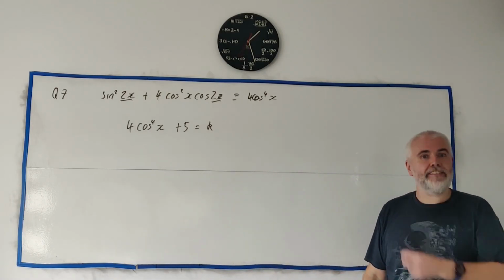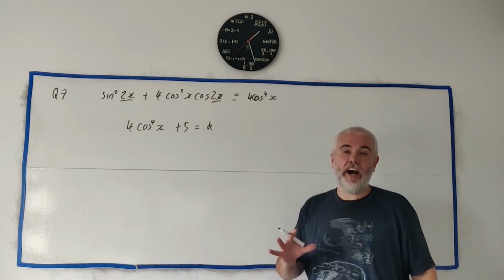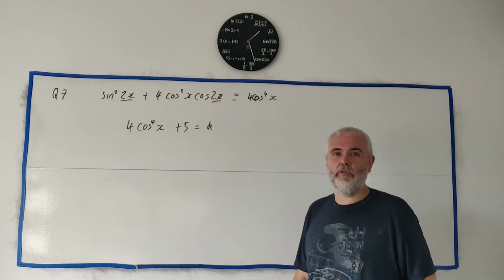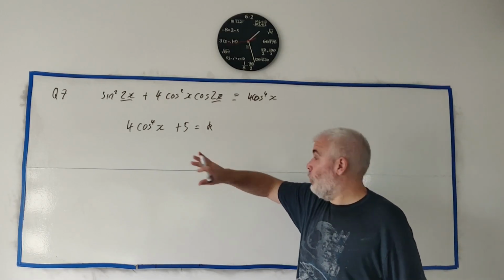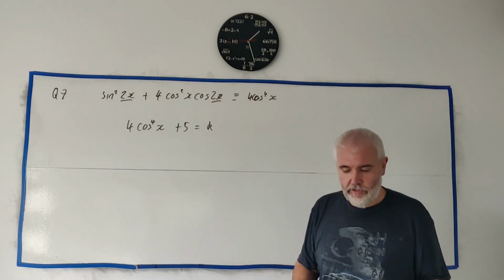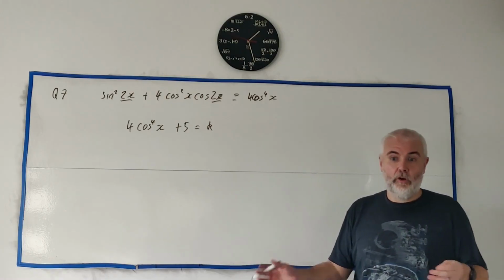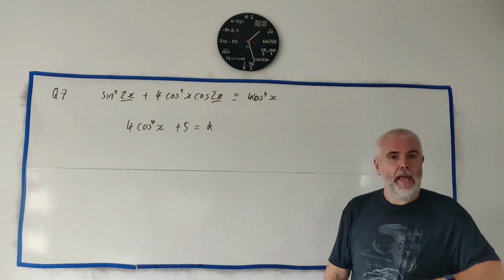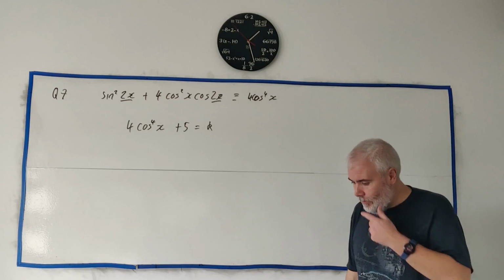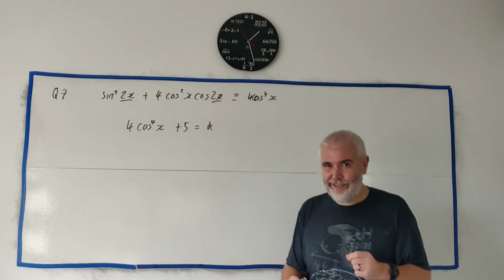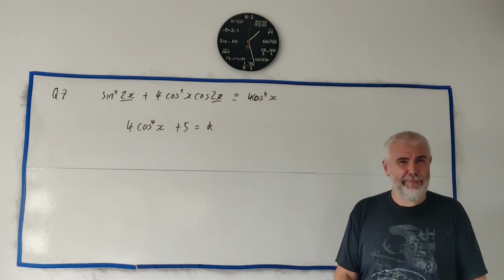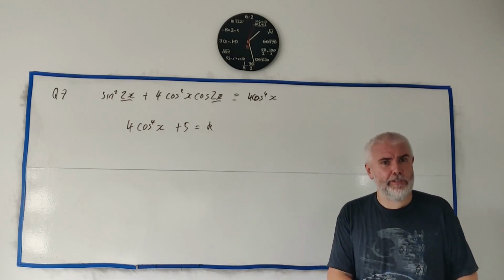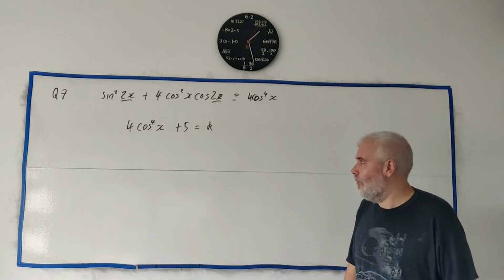Okay, the question says find the set of possible values for the constant k, for which this equation has no real solutions. So it could have real solutions or no real solutions. Right, how do you go about doing this? There's sort of two ways you could do this. One of the ways will give you half the answer and get you a little bit stuck. So let me do that way first before doing the better way.